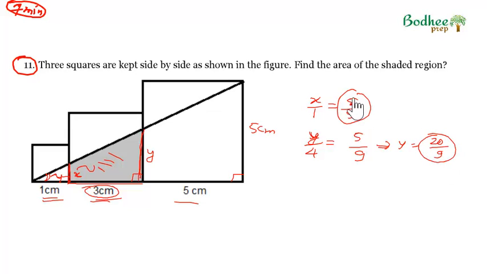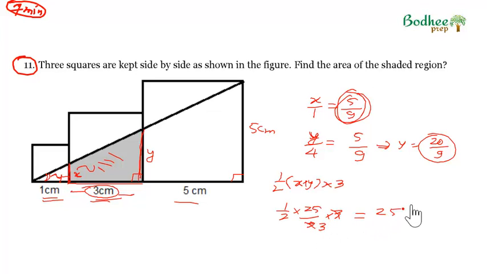We got the values of x and y, we have the height, so we can get the area. The area is half of the sum of the parallel sides, which is x plus y, into the height, which is 3. Substituting the values, it will be 5 plus 20, which is 25 by 9, into 3. So this cancels with 3, and the answer is 25 by 6 straight away. This can be solved within a minute. I hope people have got it right.